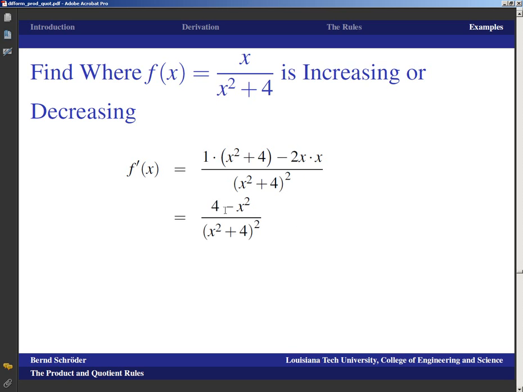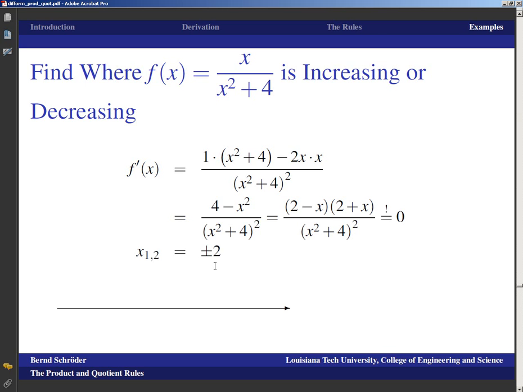And we can factor that, because 4 minus x squared is 2 plus x times 2 minus x, or 2 minus x times 2 plus x. The denominator we can't factor because, in fact, the denominator does not have any zeros. So that already means that the derivative has a 0 at 2, a 0 at minus 2. It's defined everywhere, so we only have 2 critical points, plus minus 2. So we set this equal to 0.